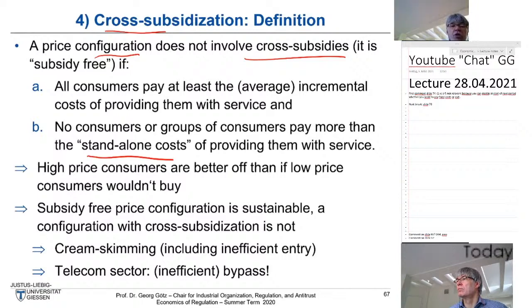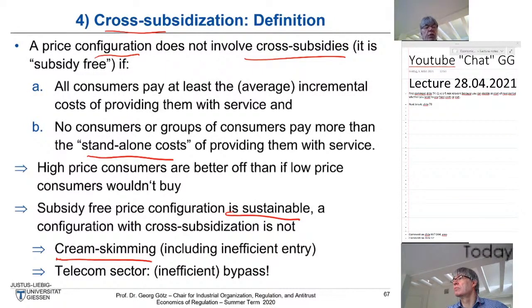What is the advantage of such a configuration? The point is, and that's the most important point, such a subsidy-free price configuration is sustainable if we allow for entry. Otherwise, if we have cross-subsidization, for instance, that people in rural areas get prices for the telecom services which are below cost because costs are very high and they pay the same prices as people in urban areas, we might get cream skimming, that is, in some parts of the market people enter.